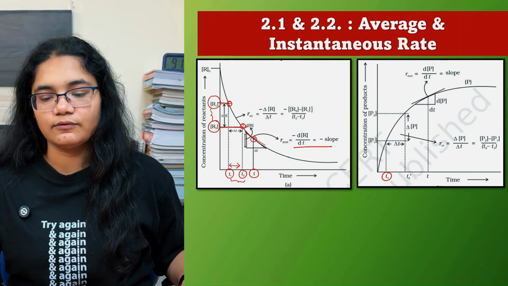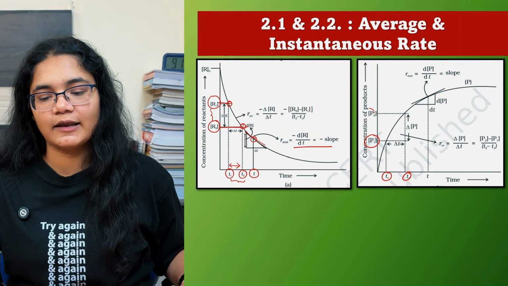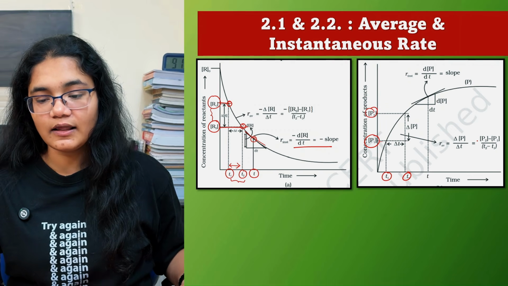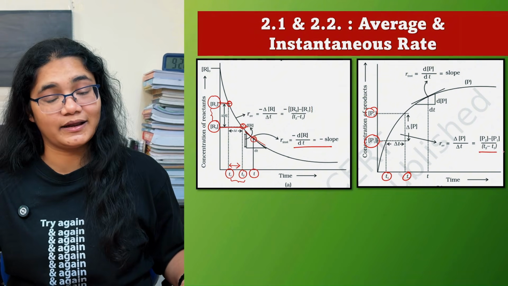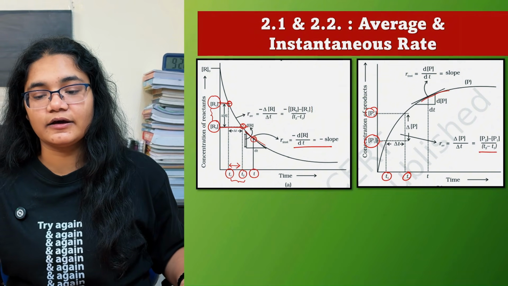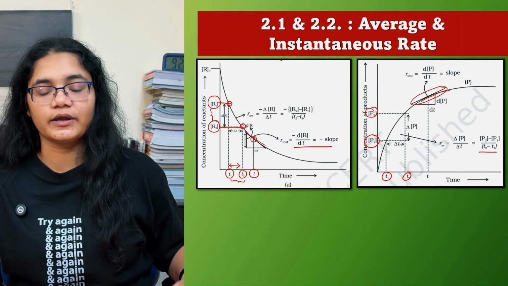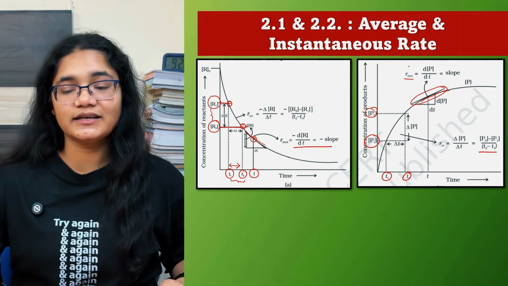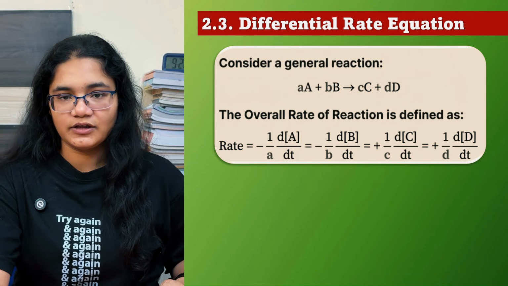You can see for T1 and T2, if you have taken P1 and P2, the change in concentration here will be P2 minus P1 by T2 minus T1. And here, if in the graph you draw the tangent, and calculate the slope of that tangent, that will give you the instantaneous rate of the reaction.